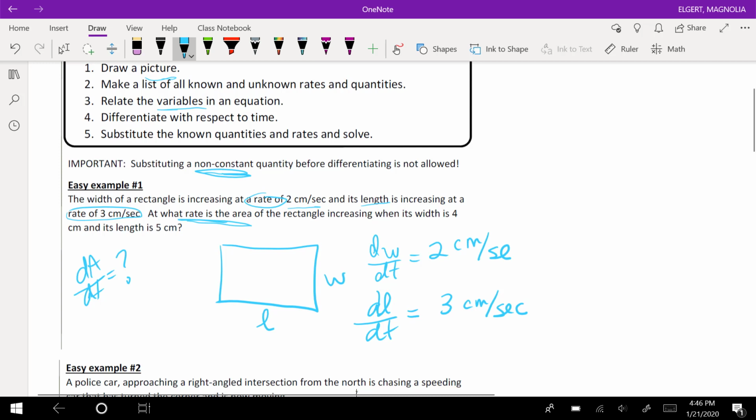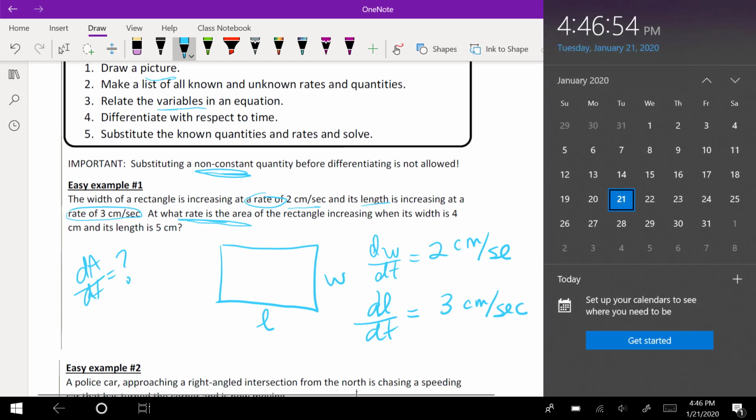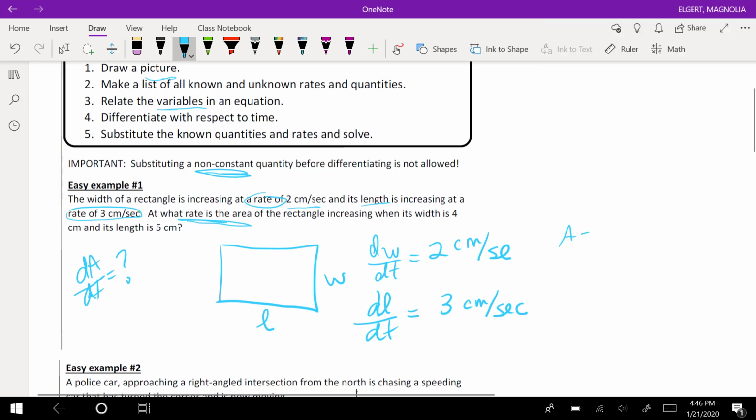Relate the variables in an equation. Well, the area of a rectangle is length times width. So if I take the derivative, that'd be dA over dt, the rate of change of the area, would be the width times dl dt, the derivative of L, plus the length times the rate of change of the width with respect to time. So product rule. Then our last step is to substitute what we know.